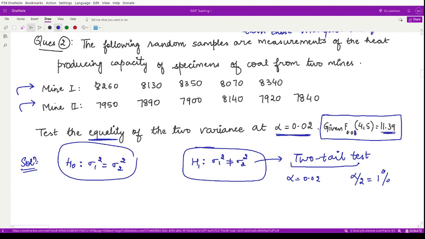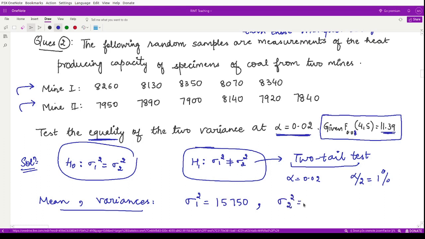In this case, because you are only given the raw data, first of all you will calculate the mean and the variances. However, mean is not directly required. So in the first case, what is the variance? Variance for the first sample is given to be 15750. This we have already calculated in the previous question, previous test I guess, so you may please check this value. And the value for the second sample is 10920.